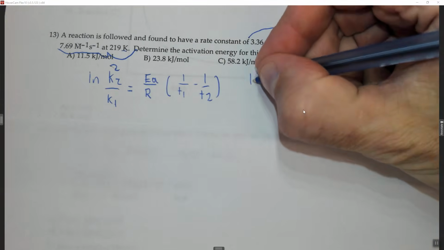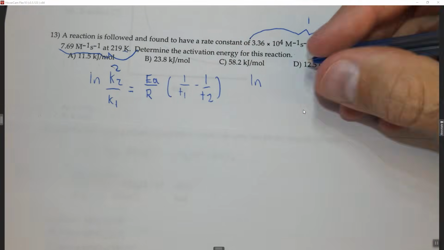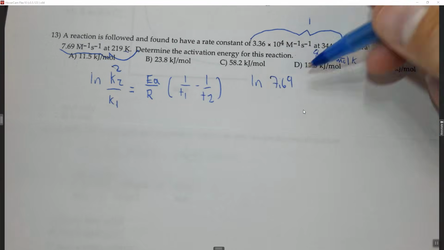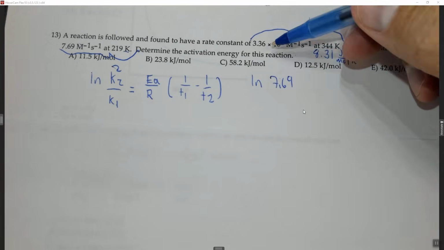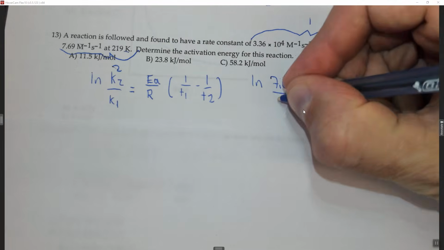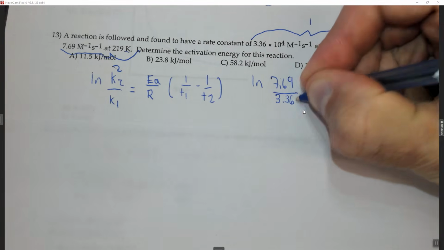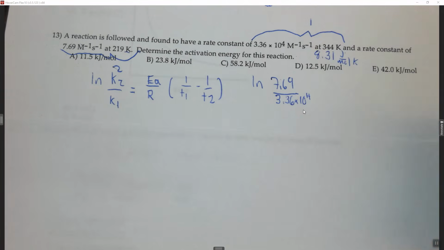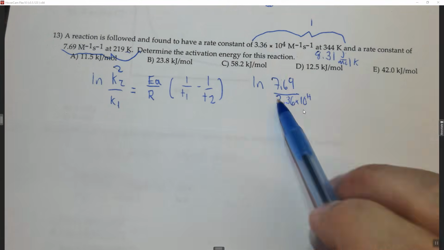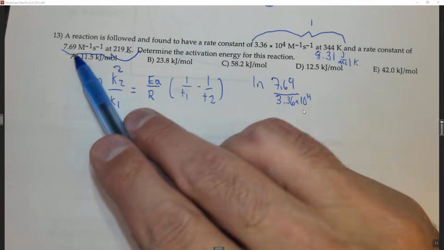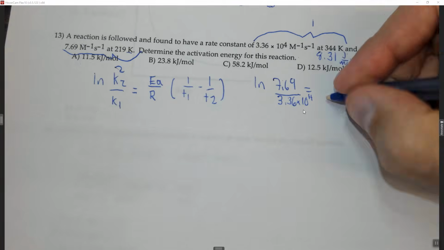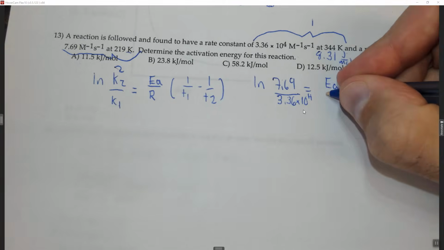All right, so the ln of 2, I'm going to call it 7.69. I'm going to leave the units out here just for clarity, because they're the same and it's a proportion, so they're going to cancel out. And then over 3.36 times 10 to the 4th. This is my 1, so I put it in the bottom, and this is my 2, so I put it on the top. That's why I like to label them. Equals EA, that's what I'm trying to figure out.